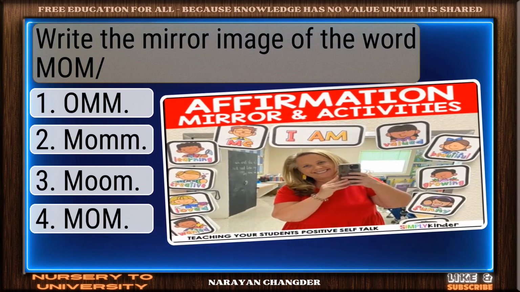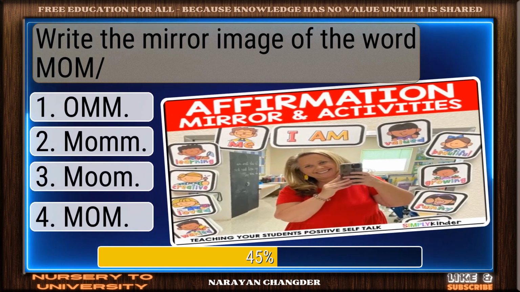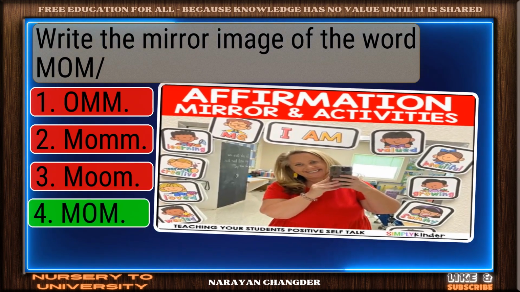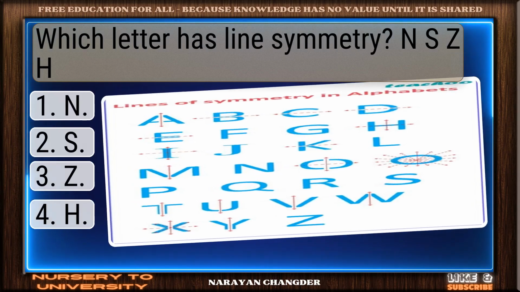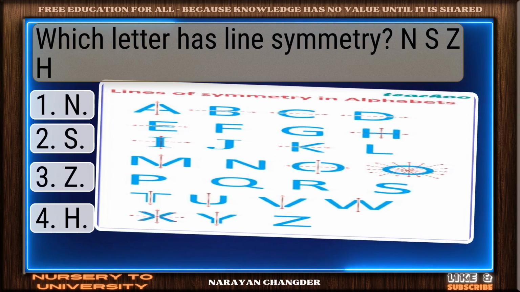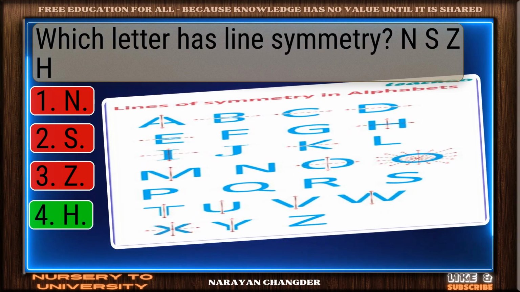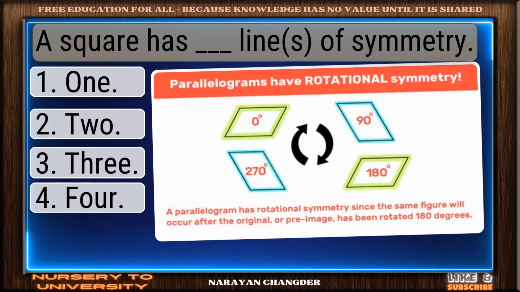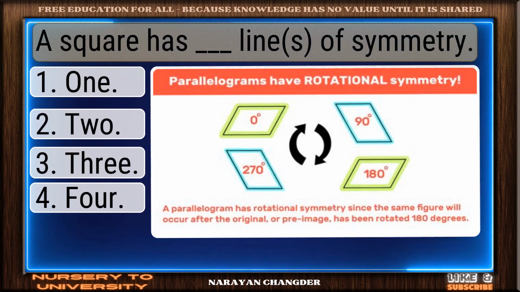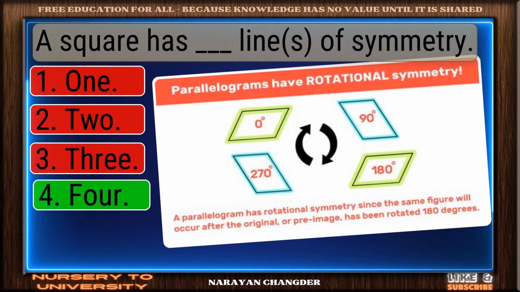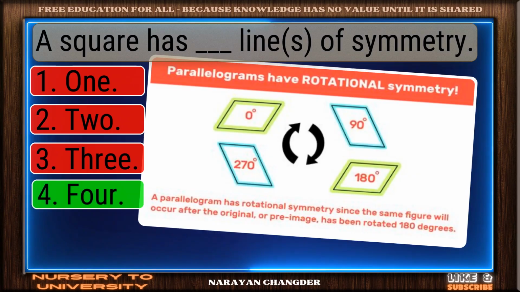Write the mirror image of the word mom. Nice work. You chose mom, and it is correct. Which letter has line symmetry? Right choice. H is the best answer. A square has dash lines of symmetry. Correct response. 4 is the most accurate answer.